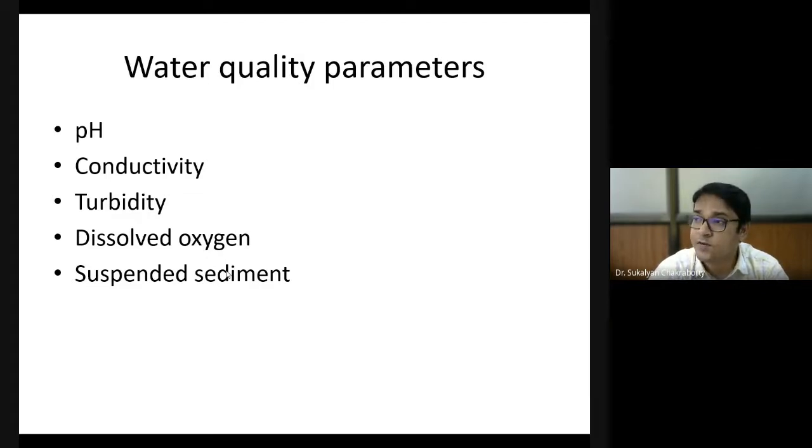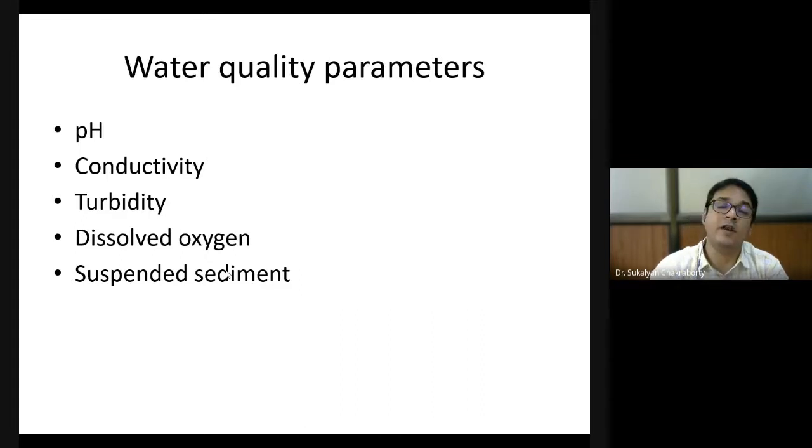And biological, when we talk about the biological parameters, is mainly the pathogenic bacteria, then the coliform bacteria. So if you monitor these things, if you get the analytical value of these parameters of a water, you can see what is the quality of the water over there. Is it good or bad?